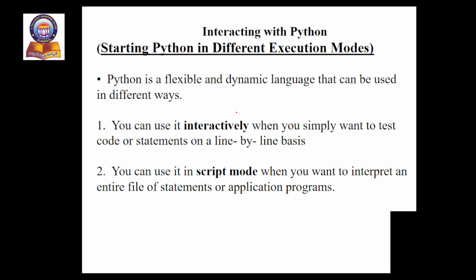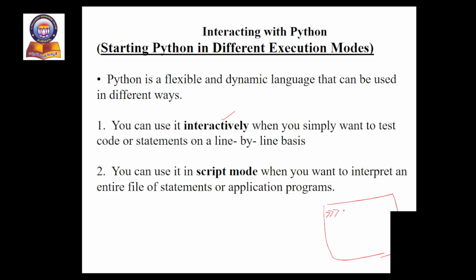One is interactively: you can write a program and execute it. That means in a command prompt you can write a program and run it. That is an interactive way, with line by line execution. This is a command prompt I have, and if you want to know whether it is a Python command prompt or a normal command prompt, in the Python command prompt you get the three greater than symbols.